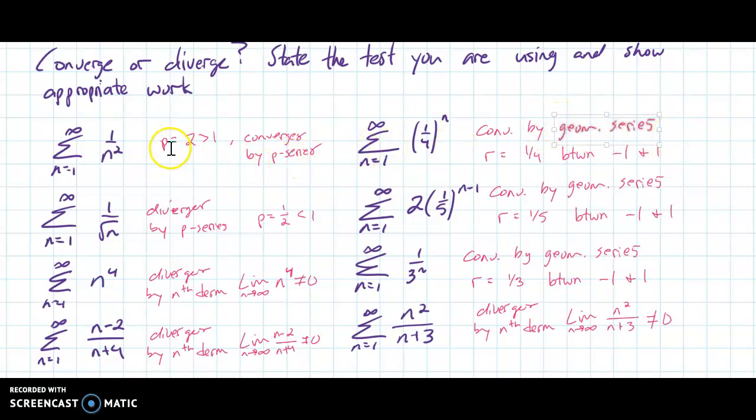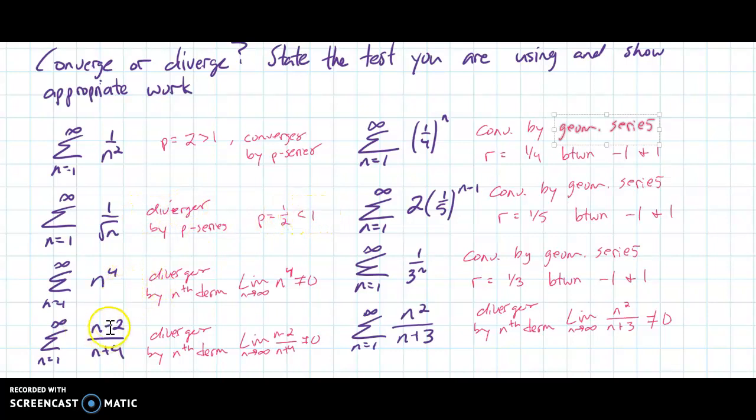So what happens with these? The first two, they're p series. Here, remember, if p is 1 or smaller, then it will diverge. And if it is bigger than 1, it'll converge. So here p is 2, which is bigger than 1, so it converges by p-series. Here, the root is a p-value of a half, so it diverges by p-series because a half is less than 1.